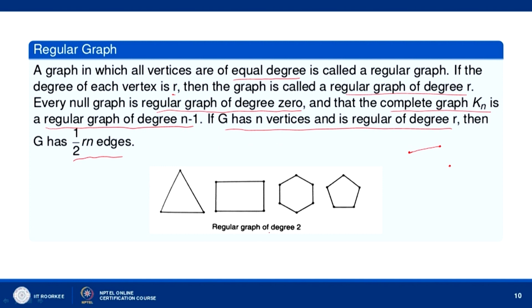So, in the case of this, see, this is a regular graph of degree 2. You can see every vertex has 2 edges incident on it, this one here, this for this vertex, this one for this vertex, this one. So, each vertex here has degree 2, here again each vertex has degree 2, here also each vertex has degree 2, and here also each vertex has degree 2. So, they are regular graphs of degree 2.